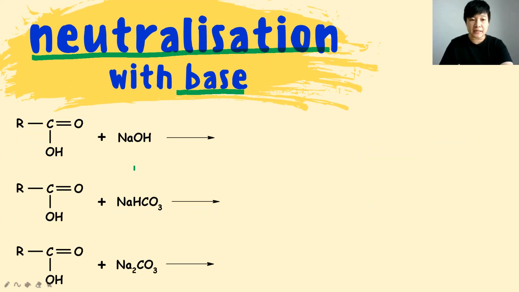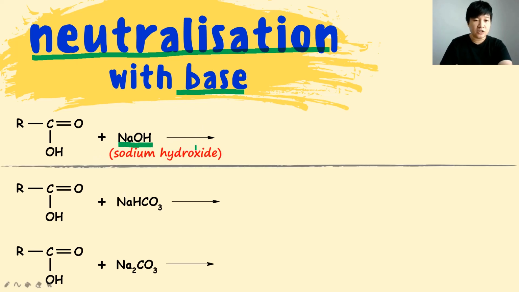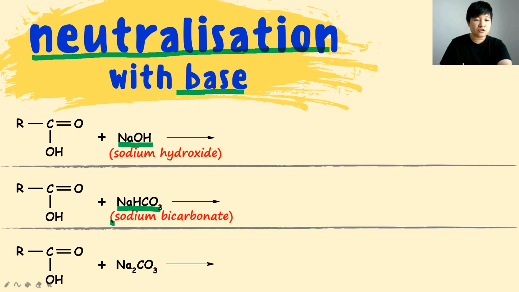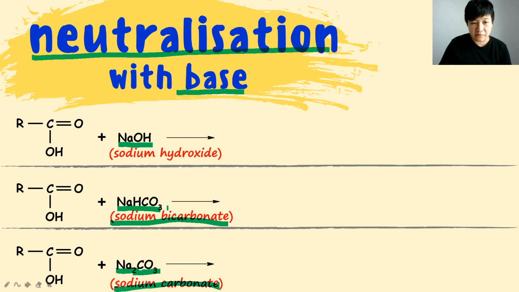Last but not least is the neutralization of your carboxylic acid with base. We have 3 bases over here if you look at it. I have my NaOH, which is your sodium hydroxide. The second base is your NaHCO3, which is your sodium bicarbonate. Last but not least, you have your Na2CO3, and this is actually your sodium carbonate. So we are going to react with 3 different bases: your sodium hydroxide, your sodium bicarbonate, and also your sodium carbonate.